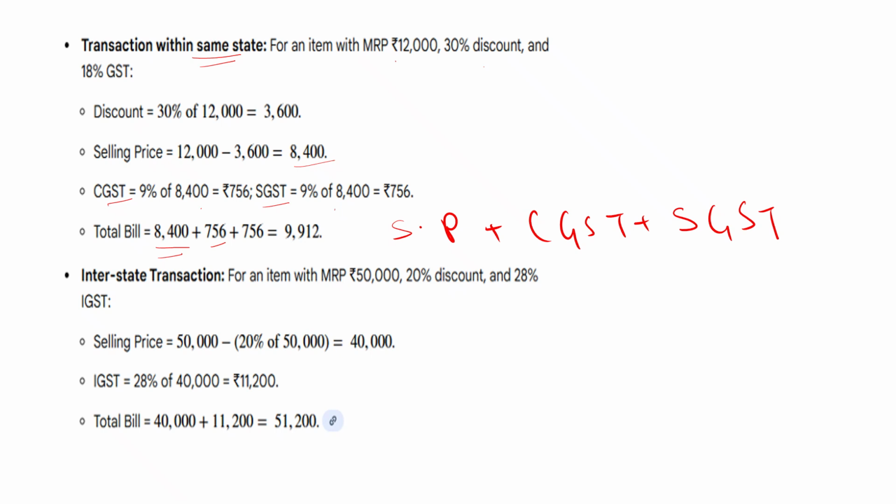Interstate transaction, you will collect IGST as it is. What is the percentage? Calculate first the selling price after discount. So 20% of 50,000 or 10,000 discount. So your discounted price will be 40,000 and calculate the IGST on this selling price, and total bill will be your selling price plus your IGST, when the transaction is interstate.